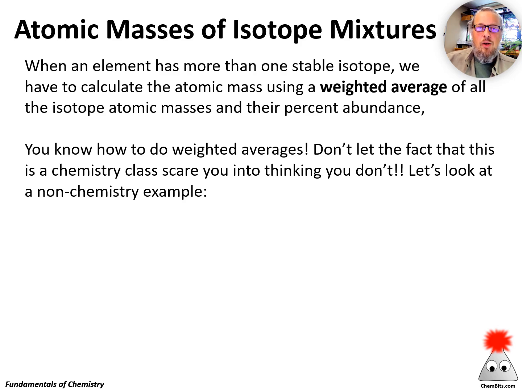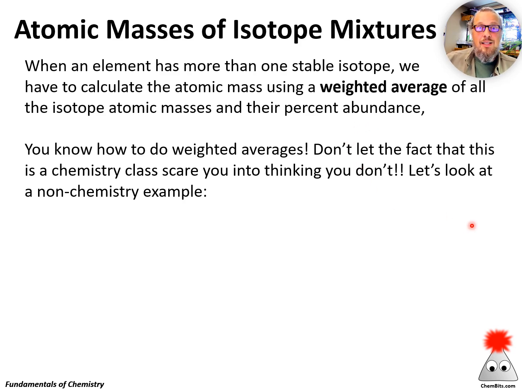When we're talking about elements, often elements exist as more than one stable isotope. And because of that, the way we calculate the average atomic mass is by using something called a weighted average. Now, people always get a little anxious, a little nervous when we start talking about atoms and weighted average. But really, you know how to do weighted averages. Just because we're talking about them in a chemistry context doesn't mean that they're different or harder. They're the same thing that you already know how to do.